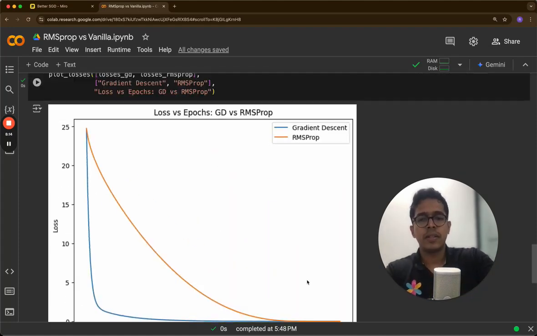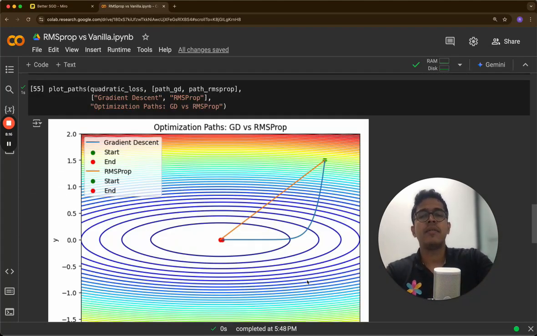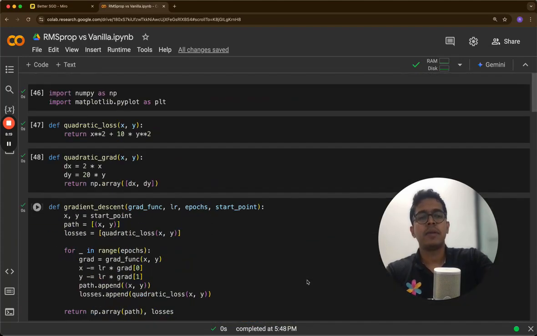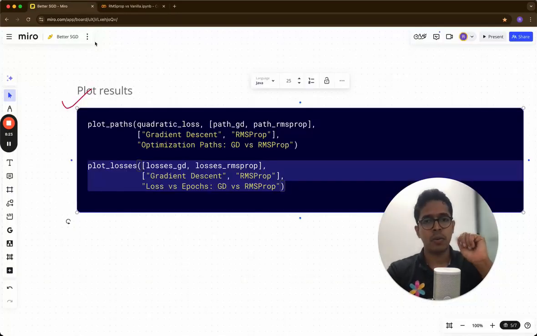So I hope this brings a lot of clarity to you with respect to how RMSprop works. There is a lot of similarity between RMSprop and the way we implemented momentum, and you will see even more similarity in the next lecture when we implement the Adam optimizer, which is the most famous optimizer.